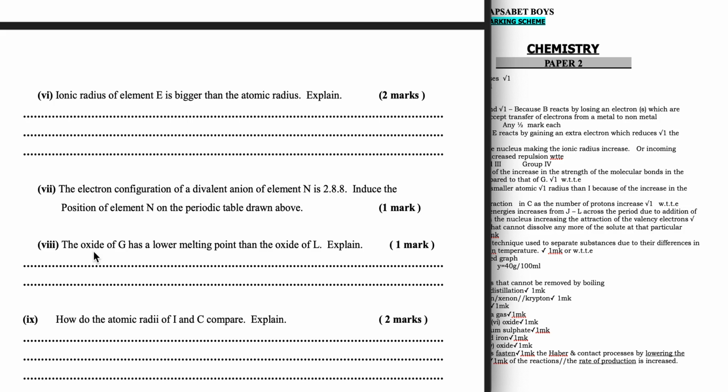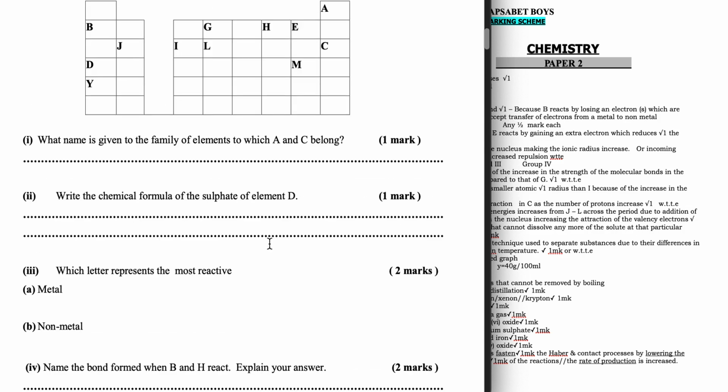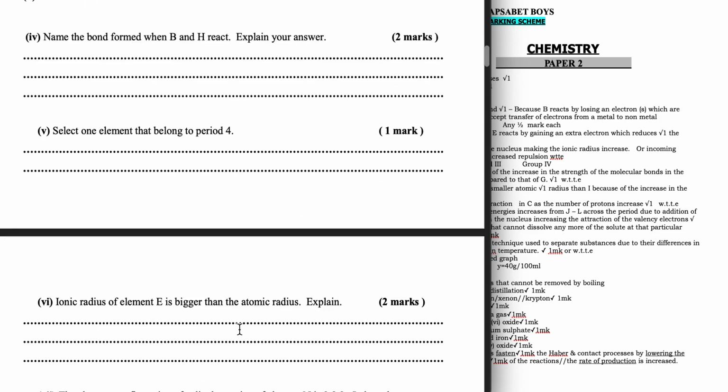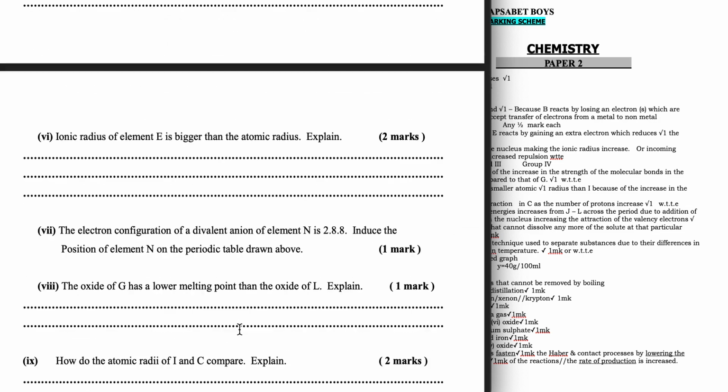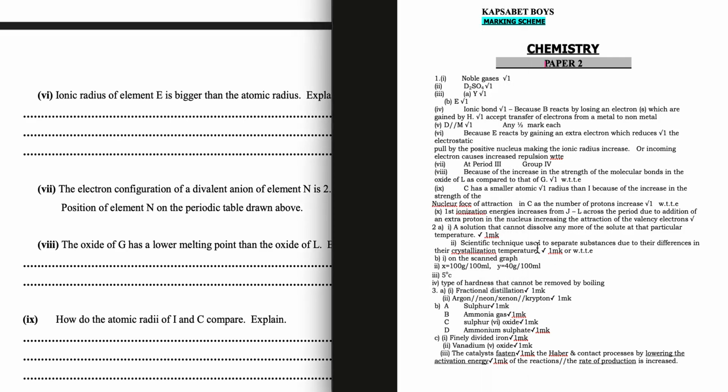The oxide of G has a lower melting point than the oxide of L. Explain. G and L. Because of the increase in the strength of the molecular bonds in the oxide of L as compared to that of G.